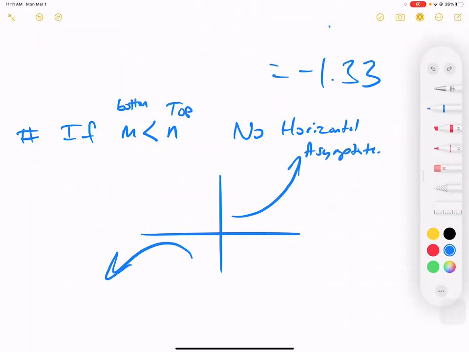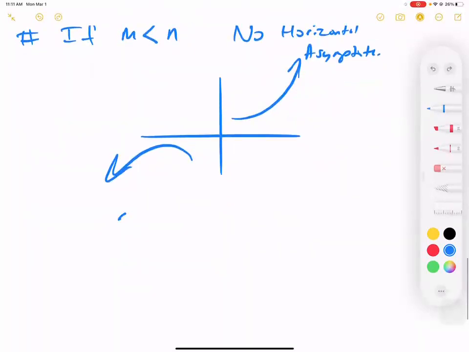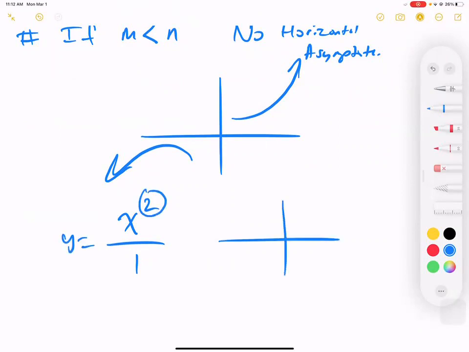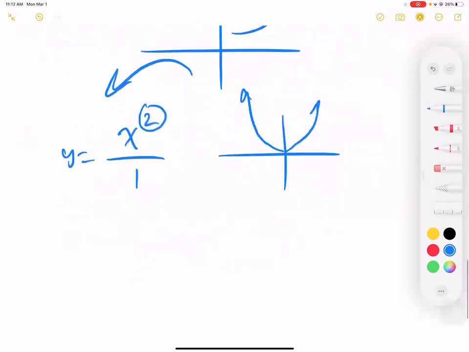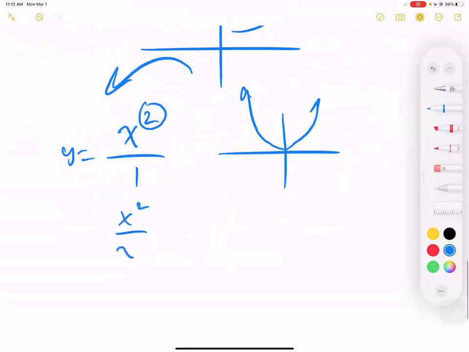No horizontal asymptote. Now, does this follow the rules that we've talked about before? You know what? If I write x squared over 1, hey, does this follow our rule? Isn't the top exponent bigger than the bottom? And for this graph, there is no horizontal asymptote. It shoots off to infinity. What if I wrote x squared divided by x squared?